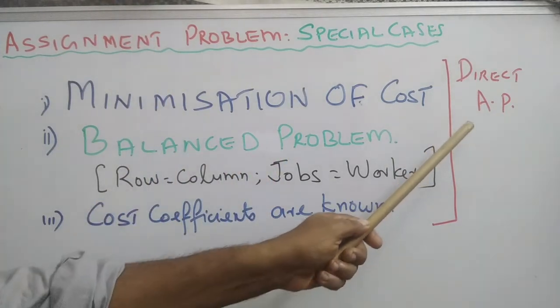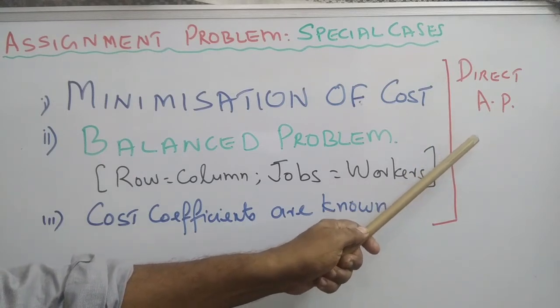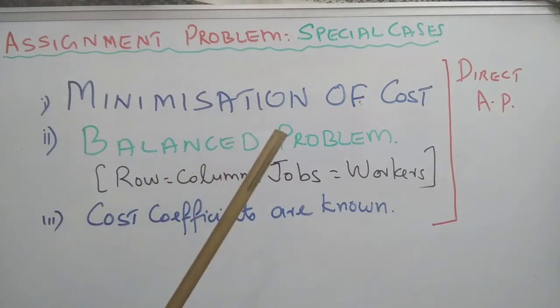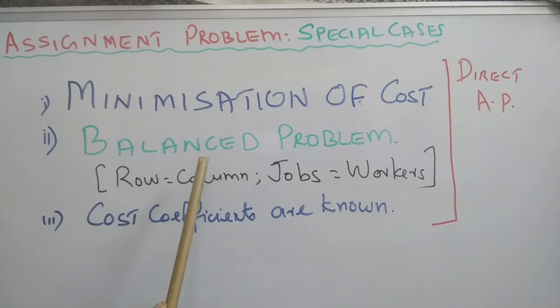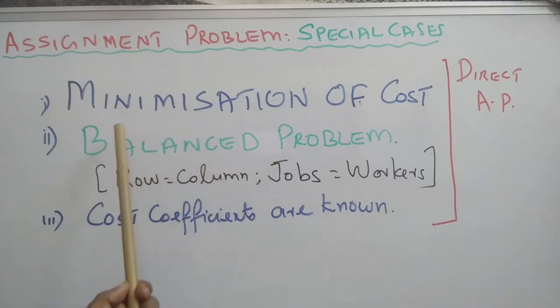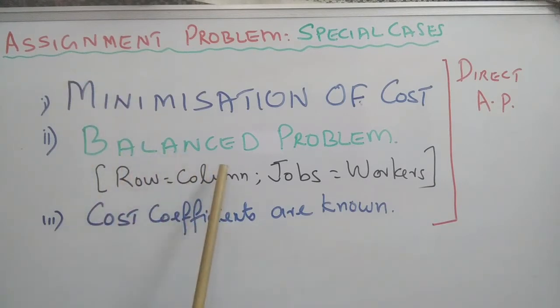At first, I am narrating the normal, or ordinary, or direct assignment problem. Under the direct assignment problem, the objective function is minimization of cost. It is a linear programming problem. The first component is the objective function, minimization of cost. The constraints are that it should be a balanced problem. In mathematical terminology, the number of rows should be equal to the number of columns. In management terminology, the number of jobs and the number of workers should be the same.